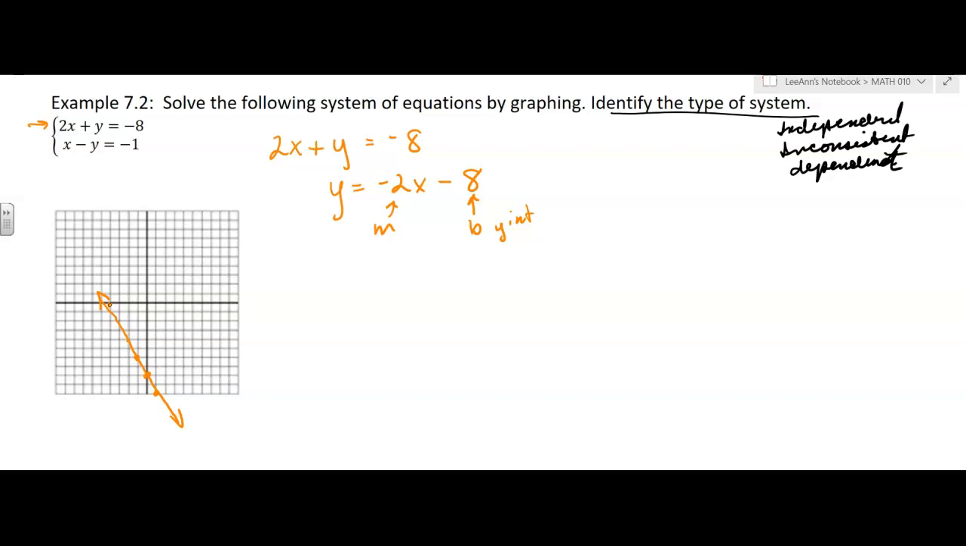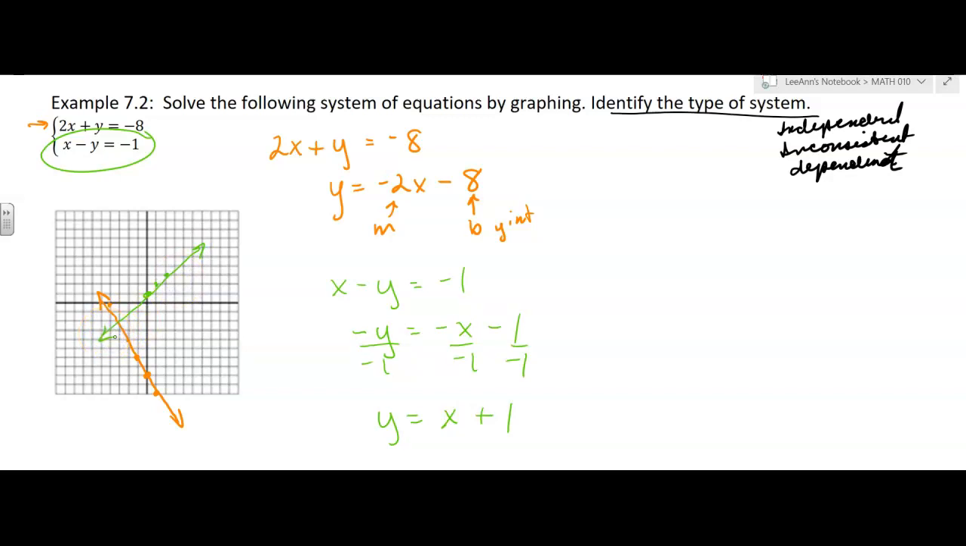Now I'm going to graph the other line. I'll do it in green, this line. So x minus y equals -1. What I can do to put it in slope-intercept form, like I did on the last one, is move the x over, and then I'll just divide everything by -1. So I get y equals x plus 1. Okay, so my intercept is at 1, and then I've got a slope of 1. And so it's going like this. Okay, so we've graphed both lines.